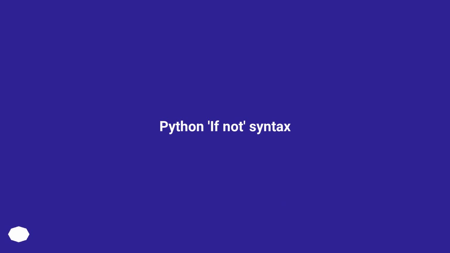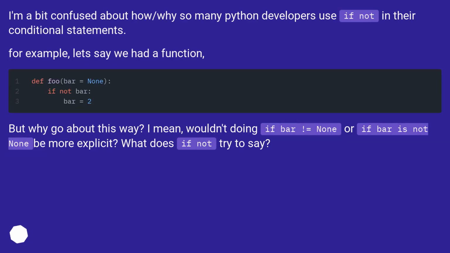Python if not syntax. I'm a bit confused about how and why so many Python developers use if not in their conditional statements. For example, let's say we had a function. But why go about it this way? I mean, wouldn't doing if bar != None or if bar is not None be more explicit? What does if not try to say?